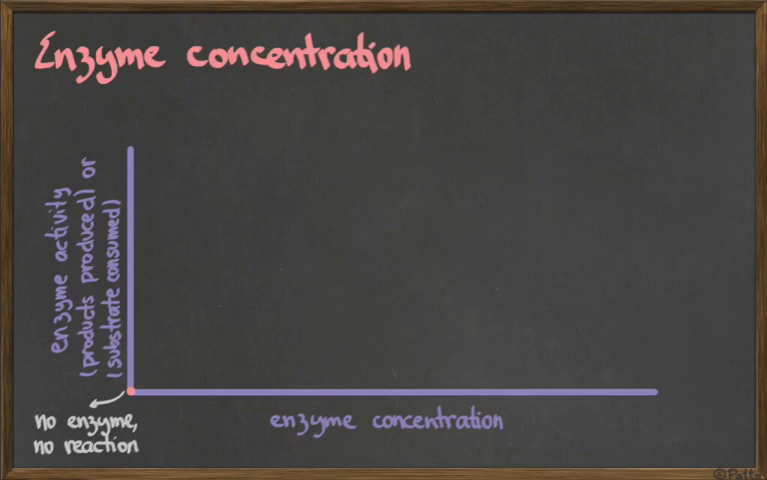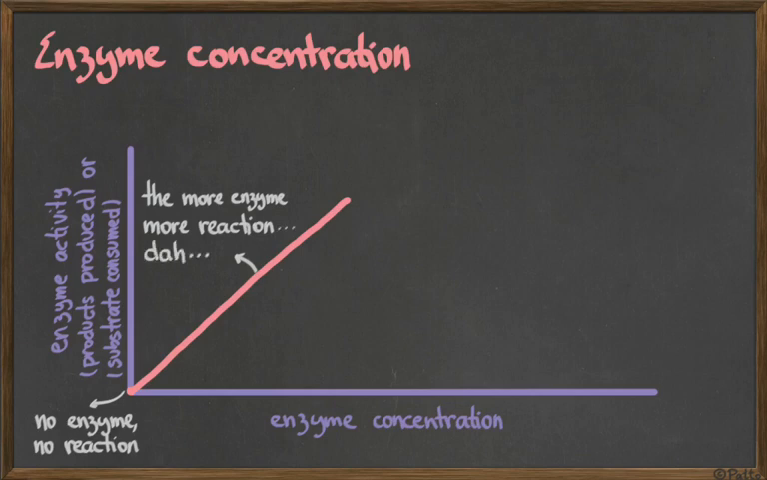And what happens if you start putting enzymes? More enzymes, more reaction. Duh! Right? The same thing. Quite linear. The more enzymes you put, more reaction is going to be happening because then you have more active sites acting on all those substrates that are around out there.